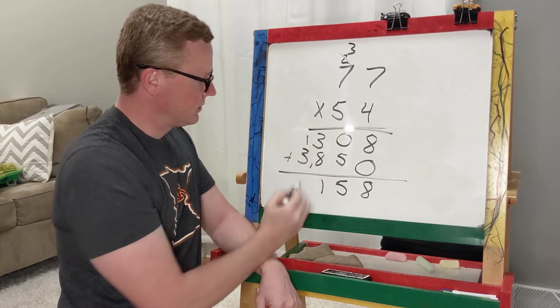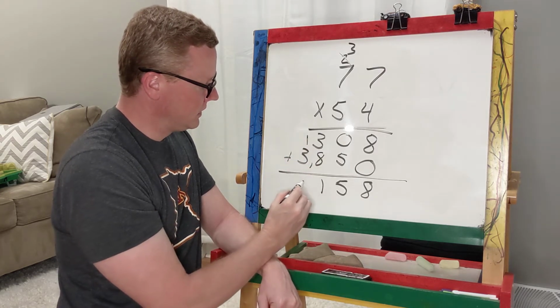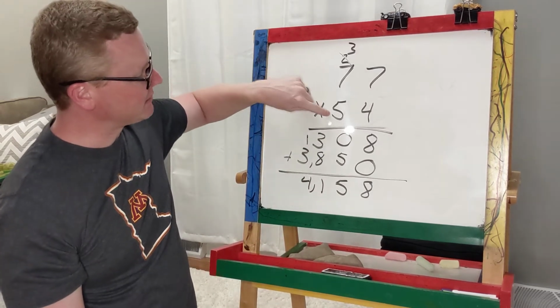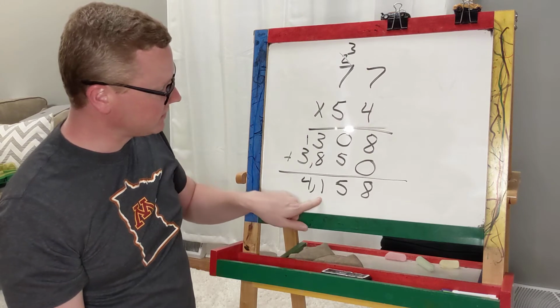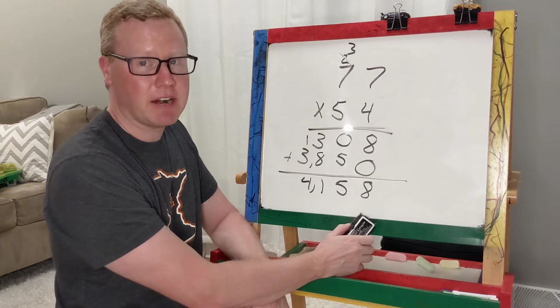Put it up here. 3 plus 1 is 4. So 77 times 54, after you do all the work, is 4,158. It's a lot quicker than the area model.